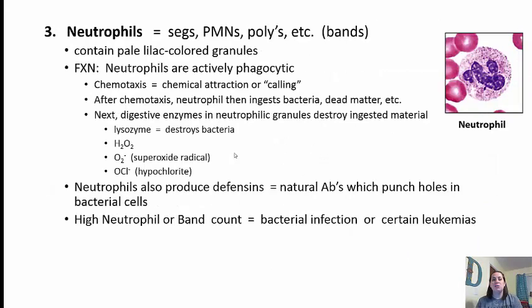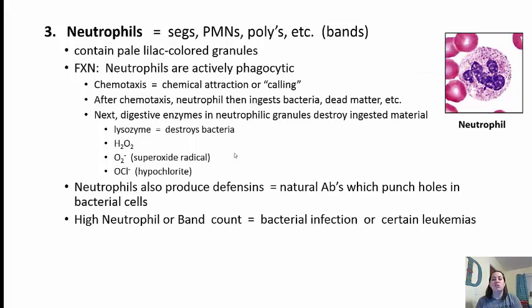The next group are the neutrophils. The neutrophils are given a lot of different names. They can be called segs because their nucleus is segmented. They could be called PMNs, which is polymorphonuclear leukocytes, meaning that they have a lot of segments to their nucleus, or they could also be known as polys or bands. And you can see over here in the picture that this nucleus in the neutrophils, in the darker bluish purple color, has many segments. They contain pale lilac colored granules, so again, still the grain of sand, but they're more lilac, lighter purple colored.